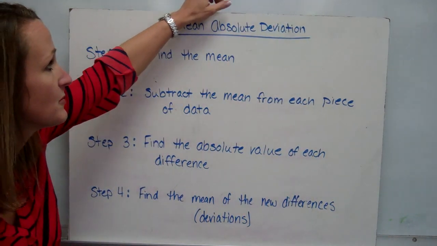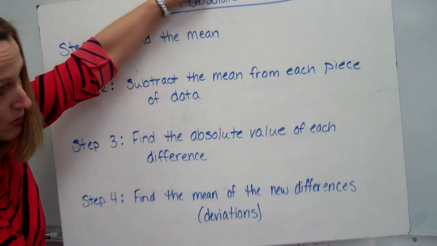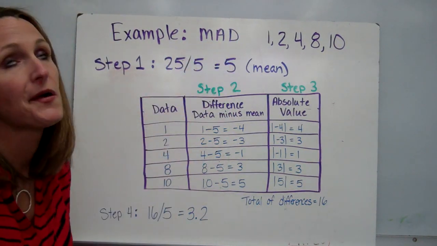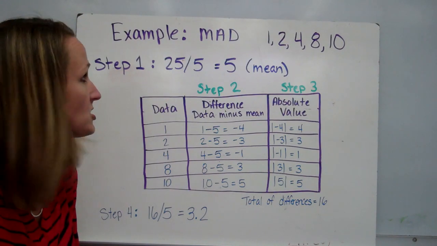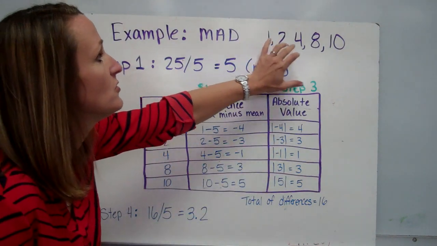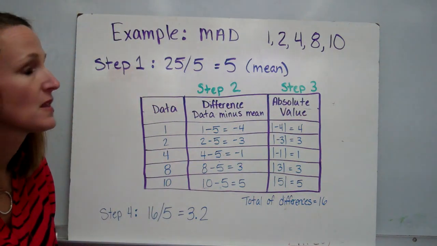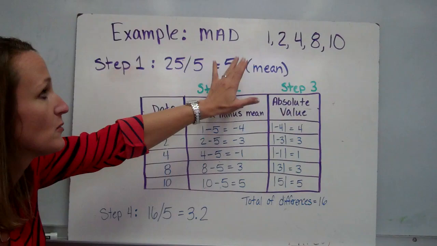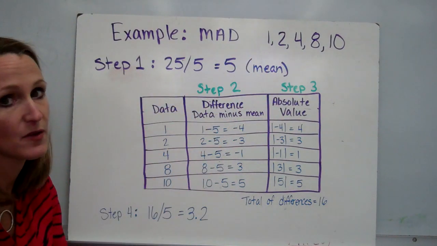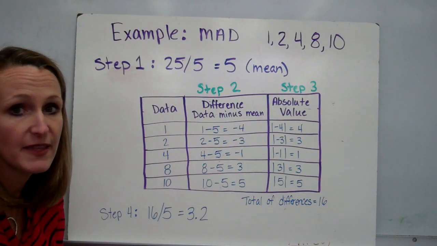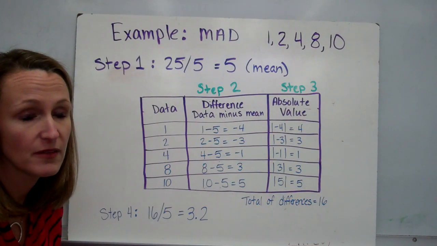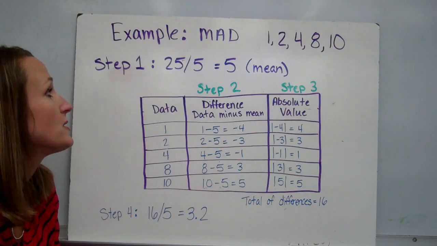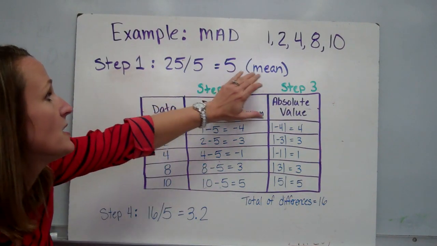Okay, so let's do an example. We're only going to do one example in your notes because tomorrow in class we're going to do a whole bunch. So here's an example of MAD, or mean absolute deviation. Let's take the numbers 1, 2, 4, 8, and 10. Step one, remember, is find the mean. If we add 1, 2, 4, 8, and 10 all together, we get 25. Remember, to find the mean, you add them all up and divide by the number of numbers. Well, 25 divided by 5 is 5, so the mean is 5.